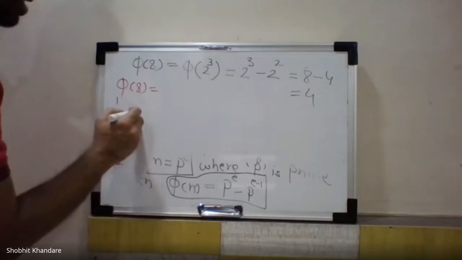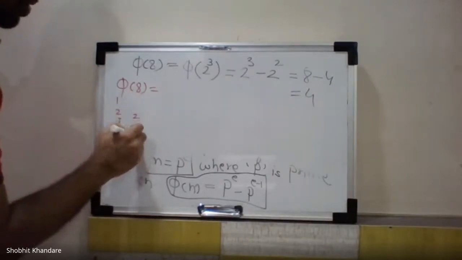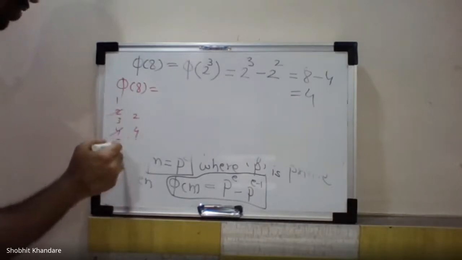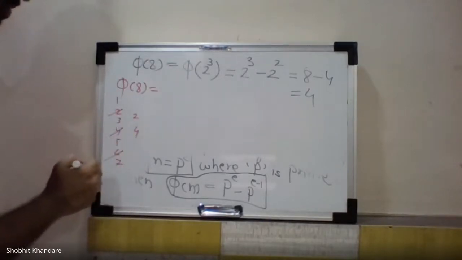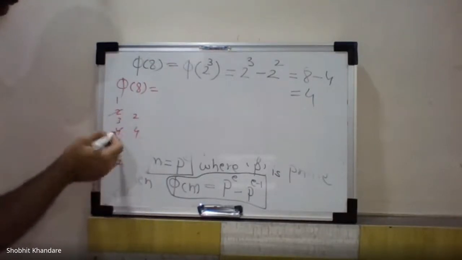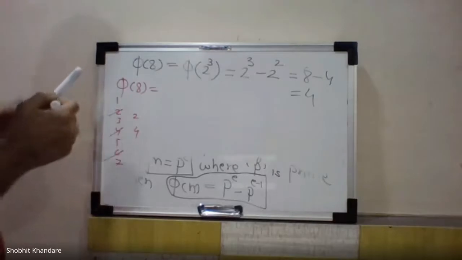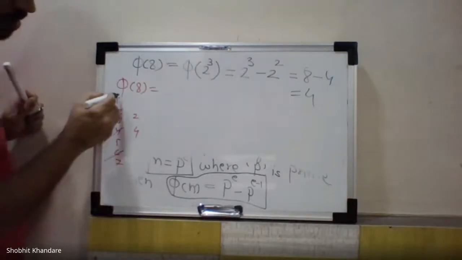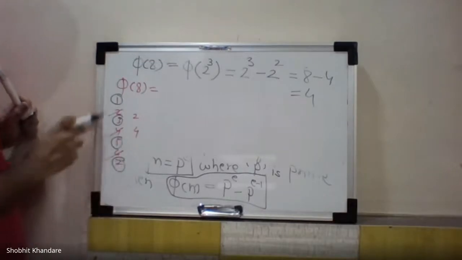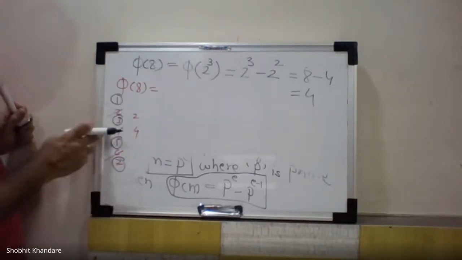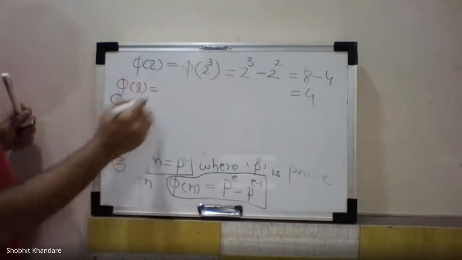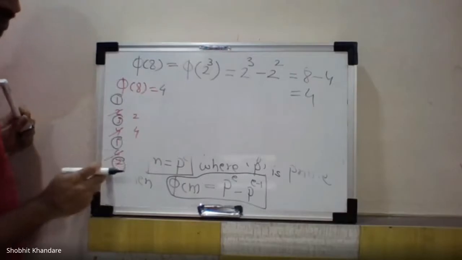So 2 can be represented as 2 into 4. 2 2s are 4, 2 3s are 6. Okay. And 4 we have already cut. So the remaining numbers are 1, 3, 5 and 7. So the total numbers are 4.